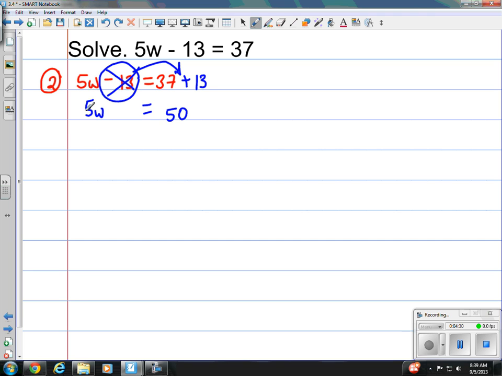Now 5 and w are side by side, so they're being multiplied. So to get rid of my 5, I divide both sides by 5. 5's cancel. And w equals 50 divided by 5 is 10.